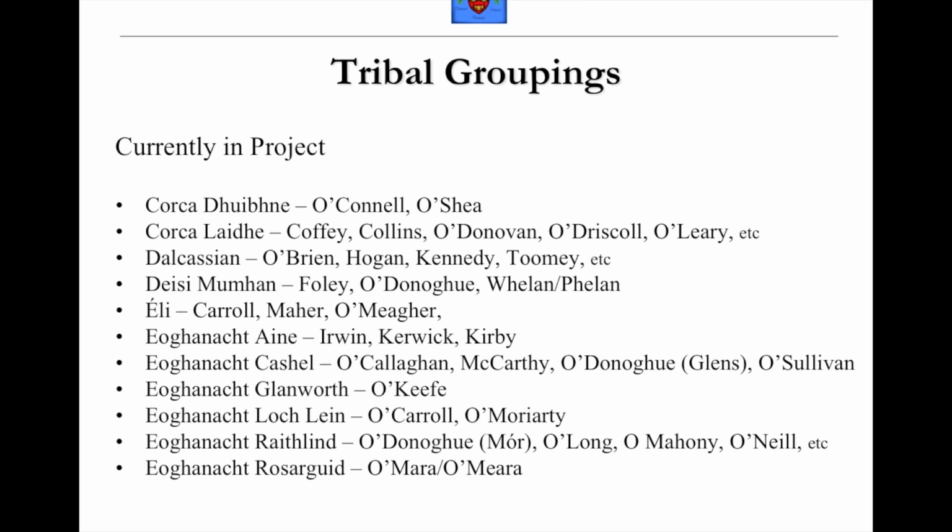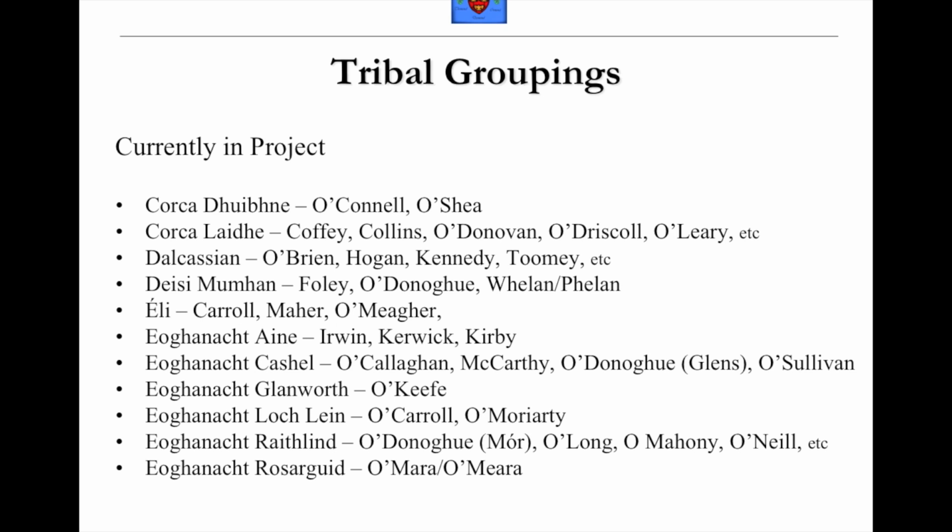So we're learning. Currently in the project, we have representative names from each of those tribes. You have the Corkaguiny, the O'Connells and the O'Sheas. The Corkalee, Coffey, Collins, O'Dunbar, O'Driscoll and O'Leary. The Dalcassians, as Nigel said, we have the O'Briens, the Hogans, Kennedys and Toomeys.